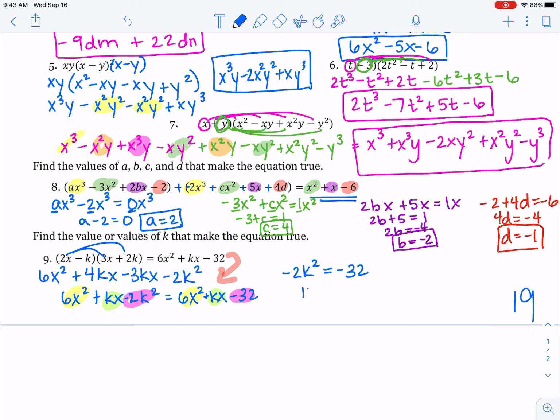I'm going to divide both sides by negative 2. Get rid of the square by square rooting. And remember, because it was my idea to take the square root, I have both a positive and a negative answer. And that is your value of k.